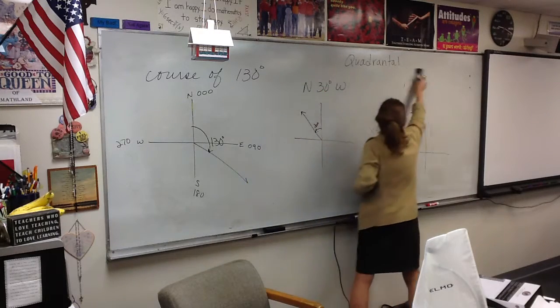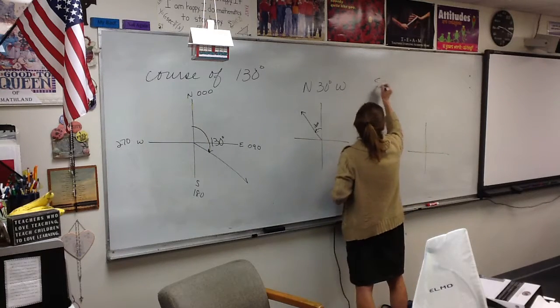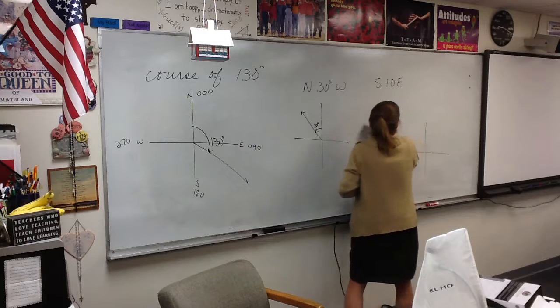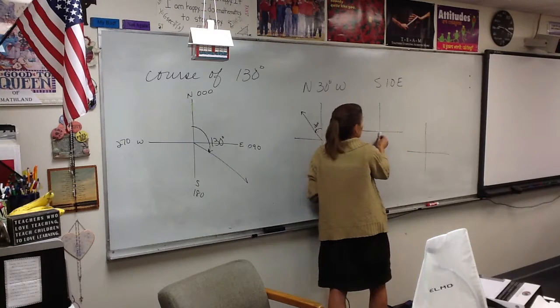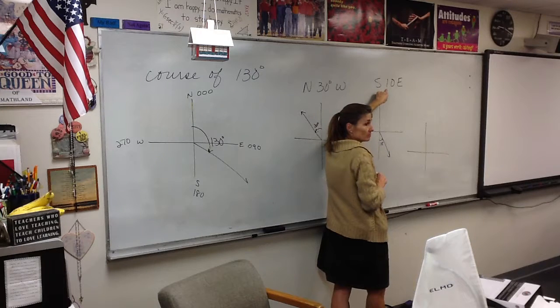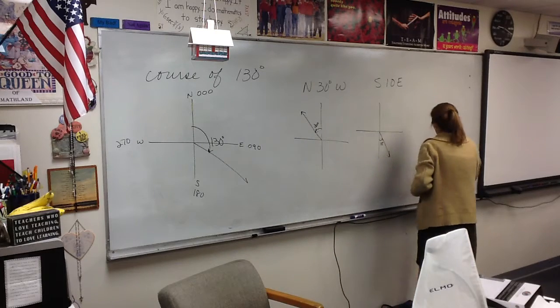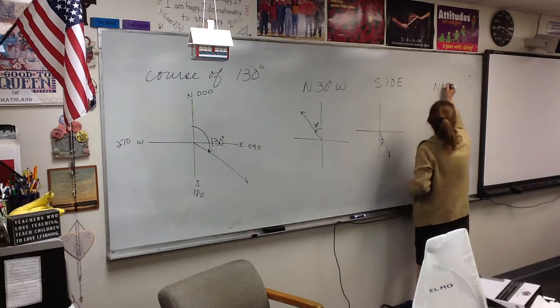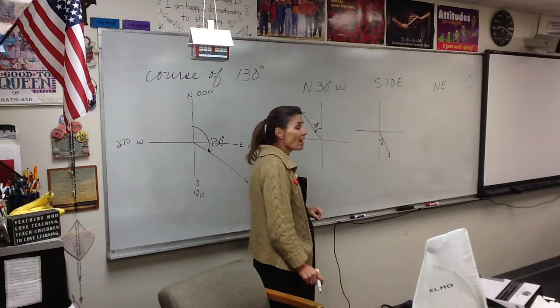So if you had one that said south 10 degrees east, you could do that, right? That would mean start out pointing due south, and then veer 10 degrees to the east. Sometimes they just say this. Any idea what that means?